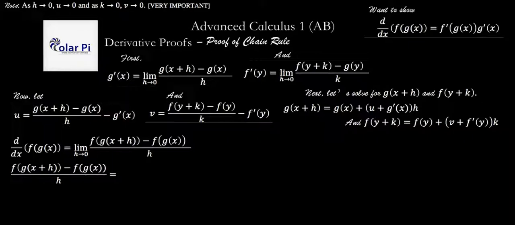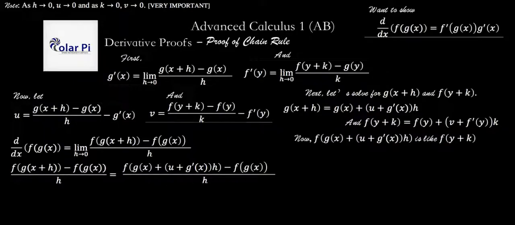So let's do that here, yeah? Okay, now, next, what we want to do is notice that this here is in the form f of y plus k. It's that y is g of x, and then k is all of this stuff, right? But this here is in the form f of y plus k, right?